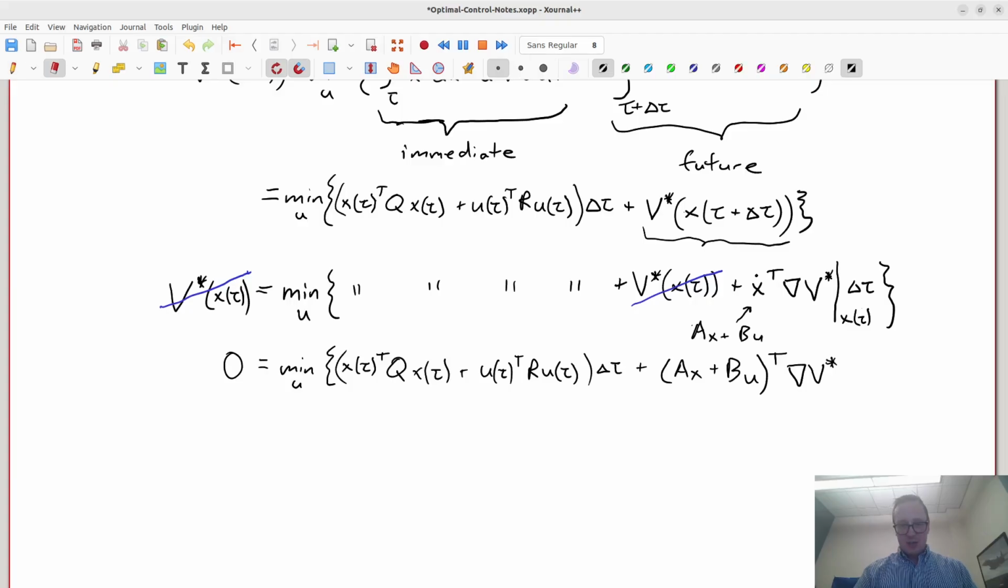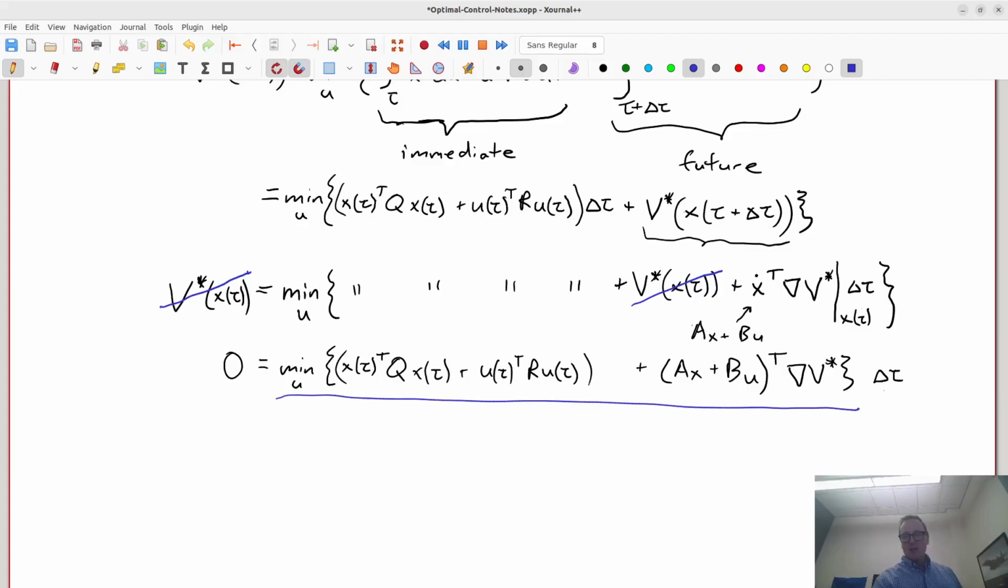And actually, I'm going to move this delta t outside of this. We can move the delta t outside of that minimization problem, and we're left with just this. And so we can get rid of this delta tau, because we know that in order for this to be 0, this quantity in the minimization here has to be 0. So we'll just get rid of that. And we have 0 equals this minimization problem.